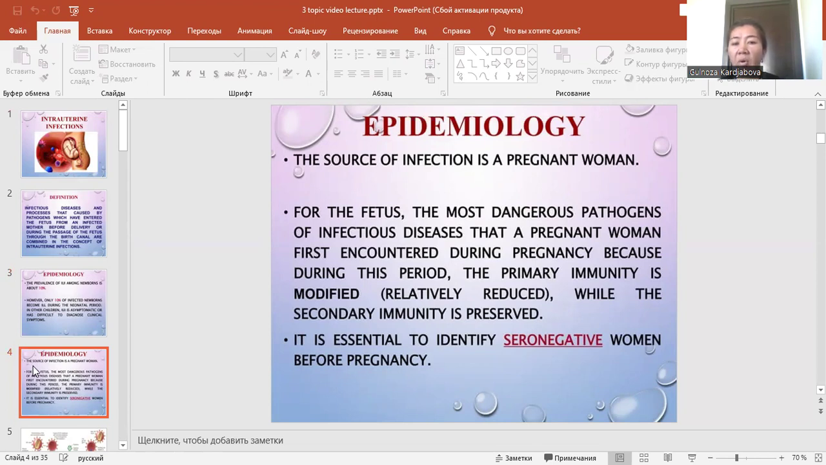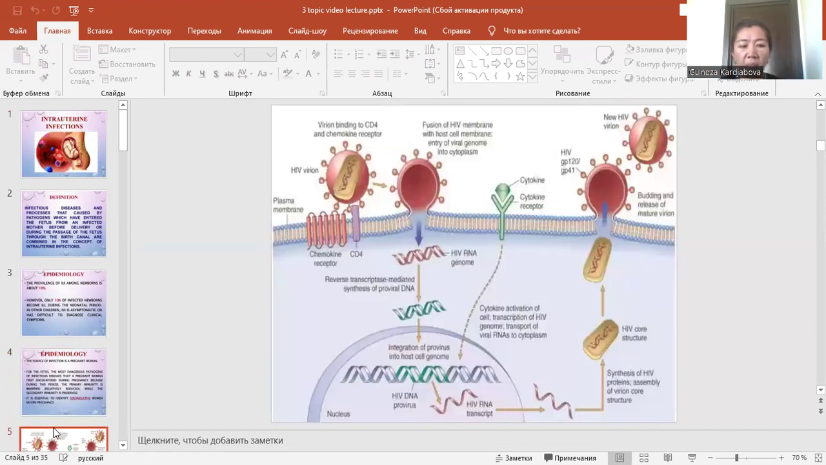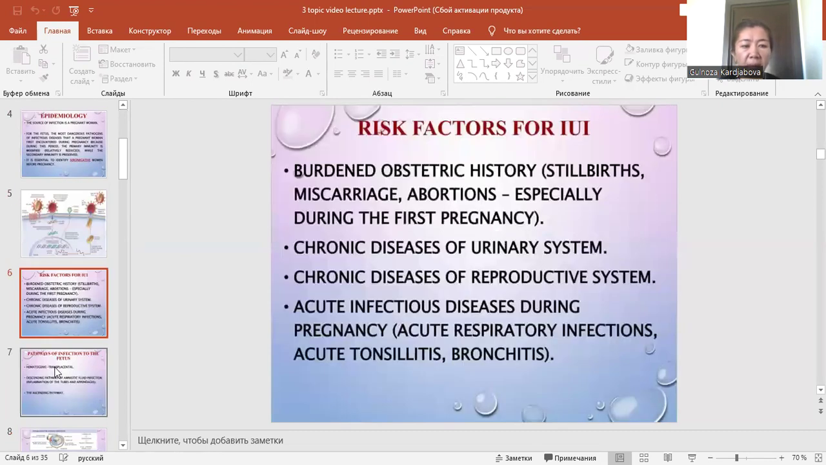The most dangerous pathogens are those of infectious diseases that a pregnant woman first encounters during pregnancy, because during this period the primary immunity is modified, while the secondary immunity is preserved. It's essential to identify seronegative women before pregnancy. There is also a shown mechanism of infection during HIV infection.